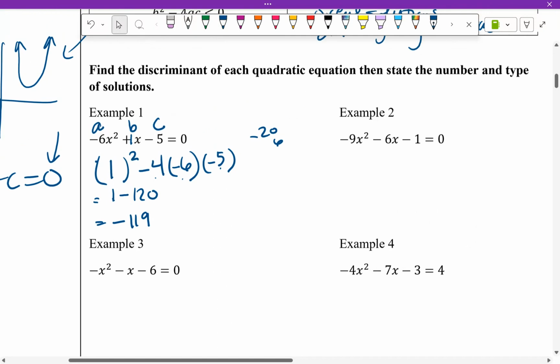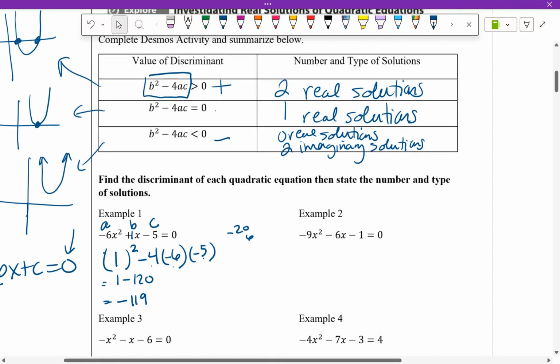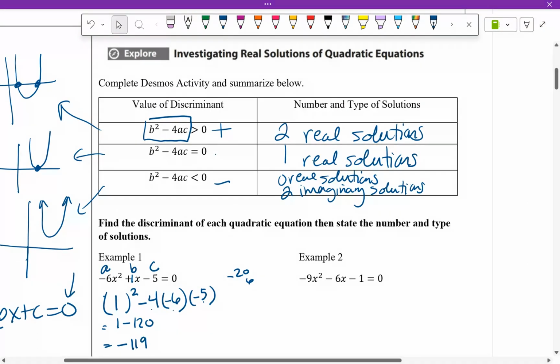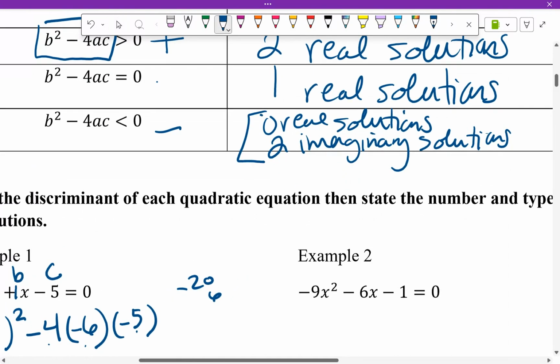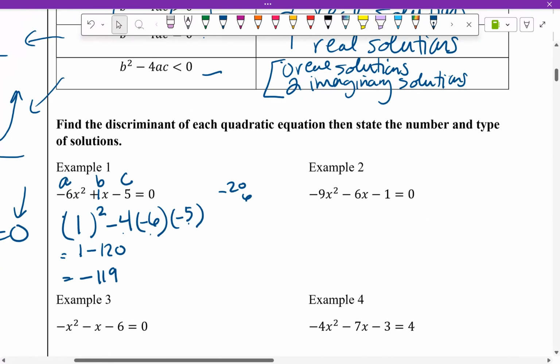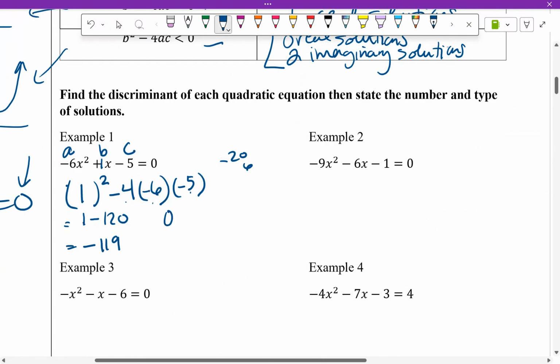Now we have to determine the number and type of solutions. If I'm coming up here, I have a negative. So how many and what type of solutions? 0 real, but how many imaginary? 2. Probably in Algebra 1, all I told you was you had 0 solutions, right? Now we're saying you get imaginary solutions out of that. So 0 real, 2 imaginary. We always have to take into account 2 solutions somehow, even if it's a double root.